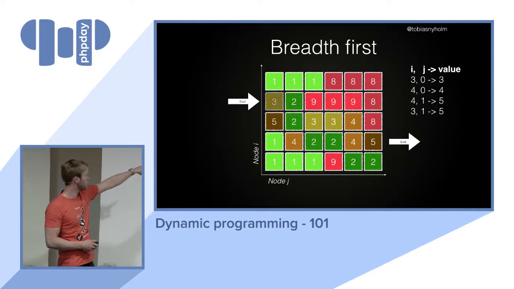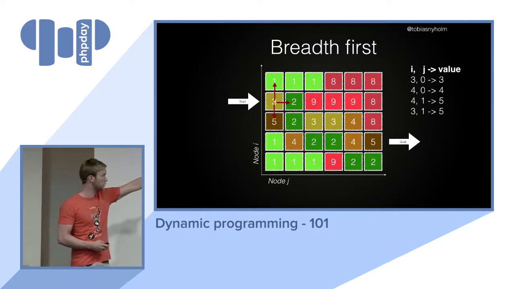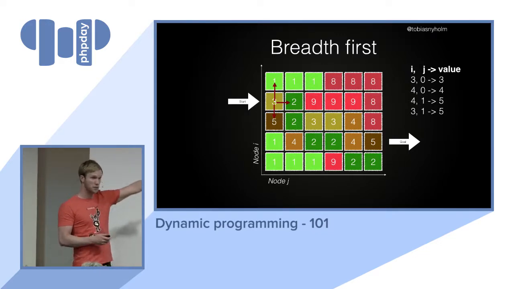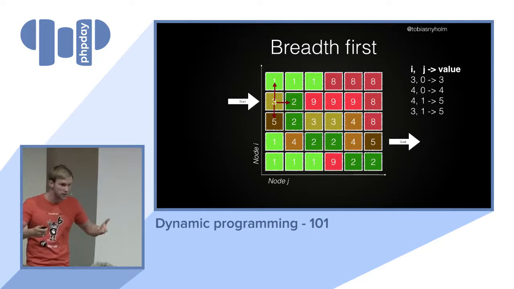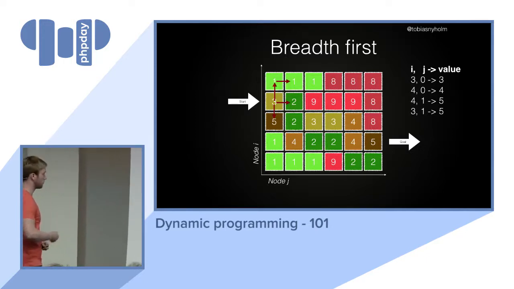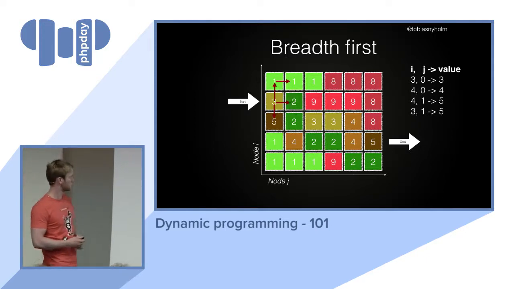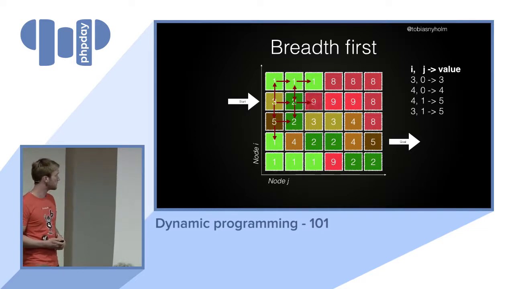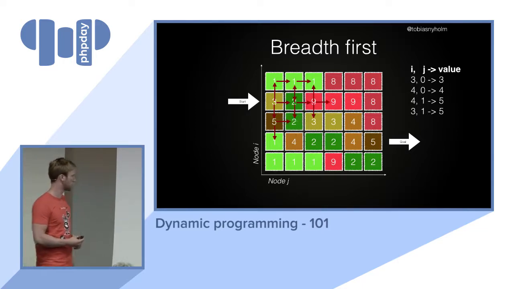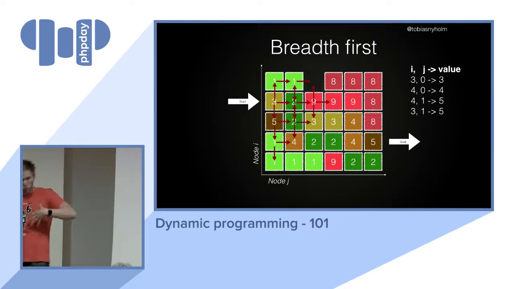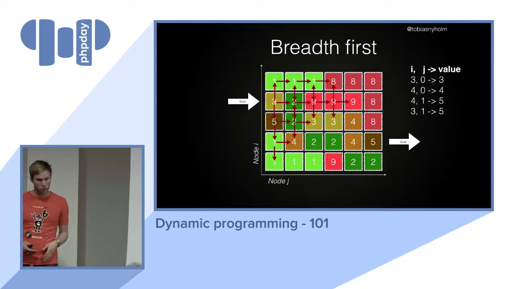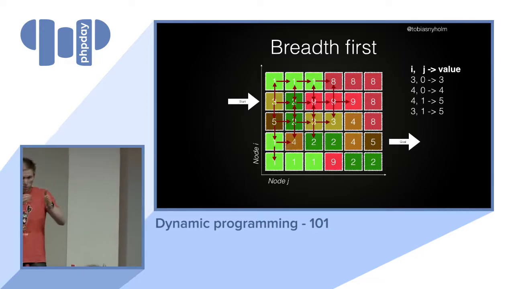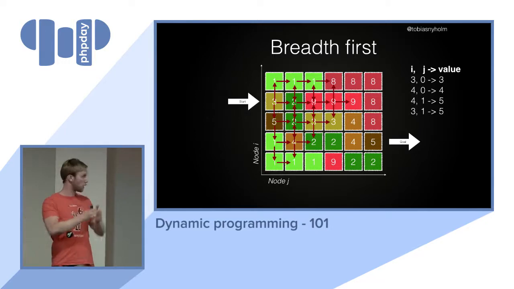So if we start with number 3 here, the start node, we write down 3, 0, the coordinates, and the cost to get there is 3. Then we continue with all its neighbors, discovering them, and we write down the cost of getting there. This is basically the breadth first algorithm. I'm starting with my node, discovering all my neighbors, then going to the first discovered node and discovering all its neighbors. You see the pattern?